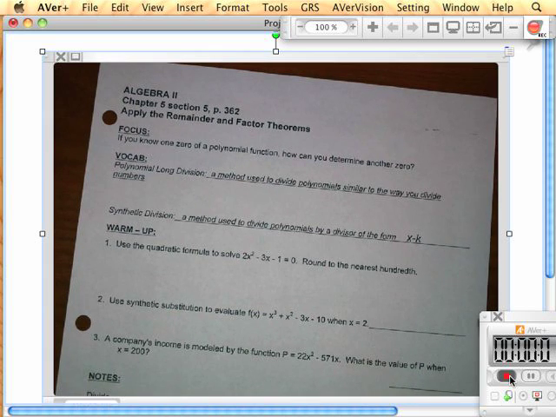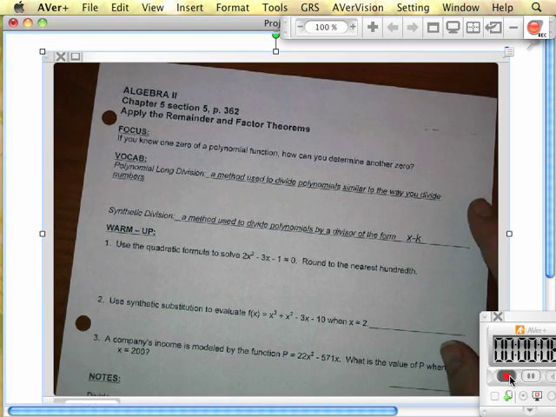Section 5, apply the remainder and factor theorems. If you know one zero of a polynomial function, how can you determine another zero?